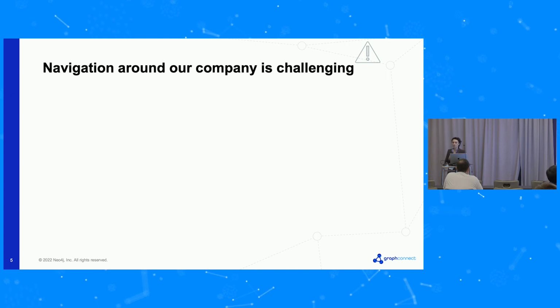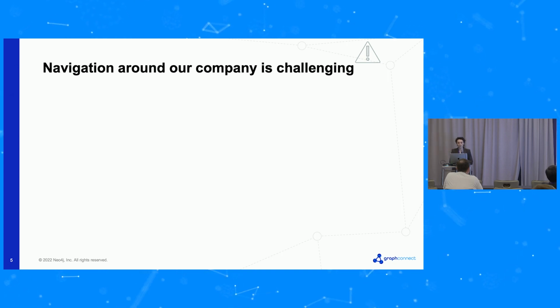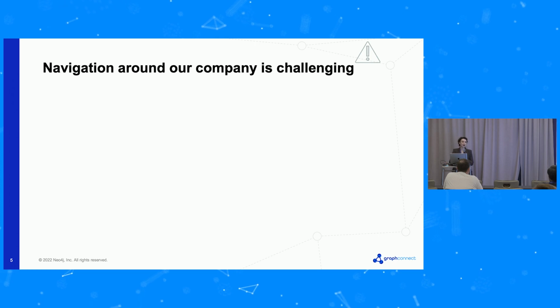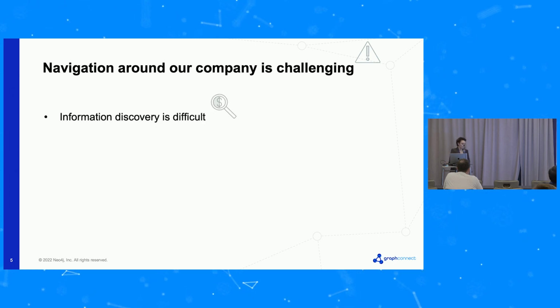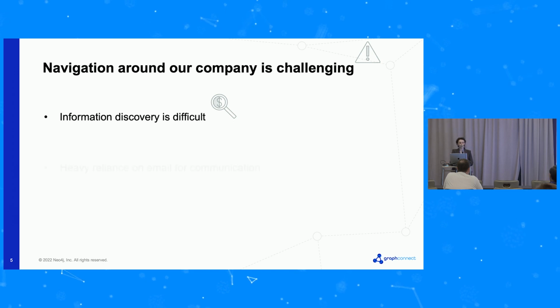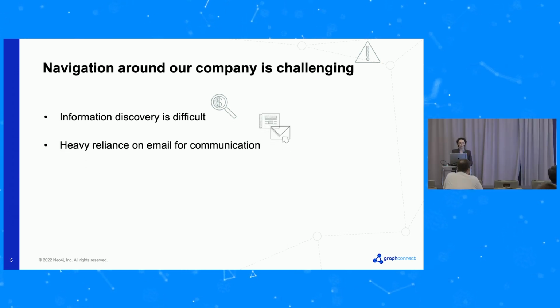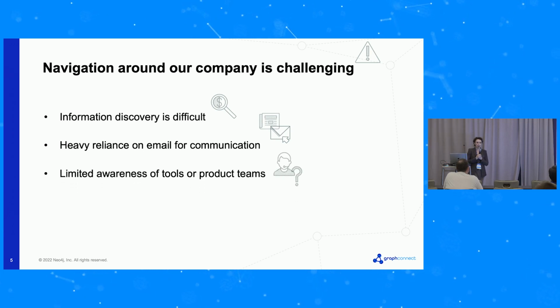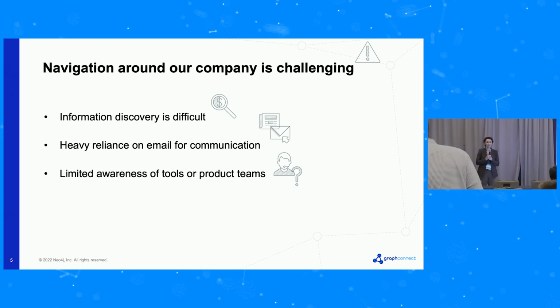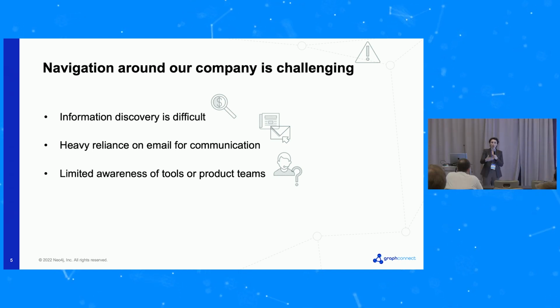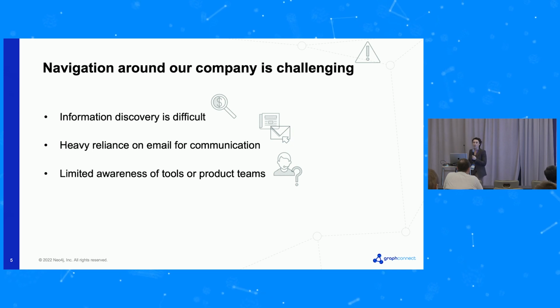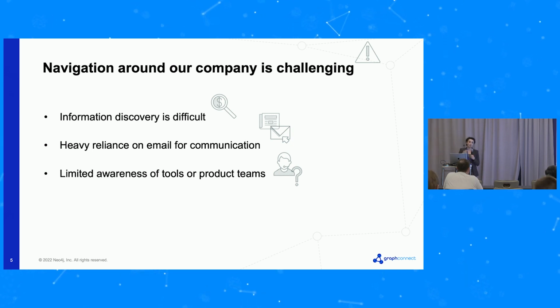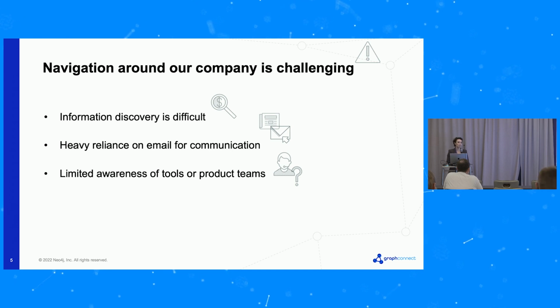And I took a step back and realized, hey, it's got to get a little bit better. Information discovery, really hard. We had a heavy reliance on email for communication. Nowhere do we have a roster of product teams. That doesn't exist. We do have a reporting hierarchy, but not really a notion of product teams. And remember how I mentioned we're a government contractor? That makes it even more challenging because we have sensitive projects all over the company as well.